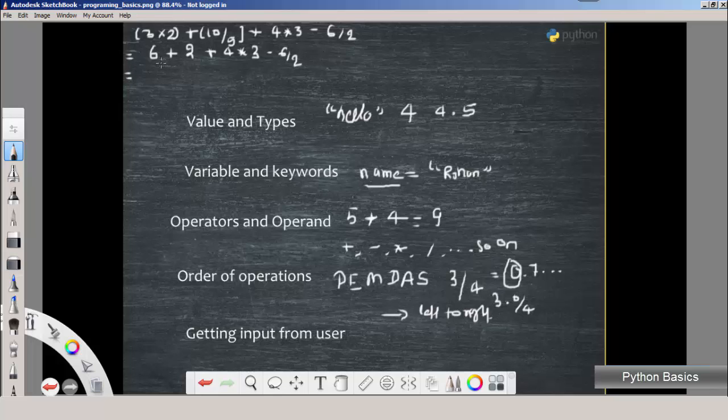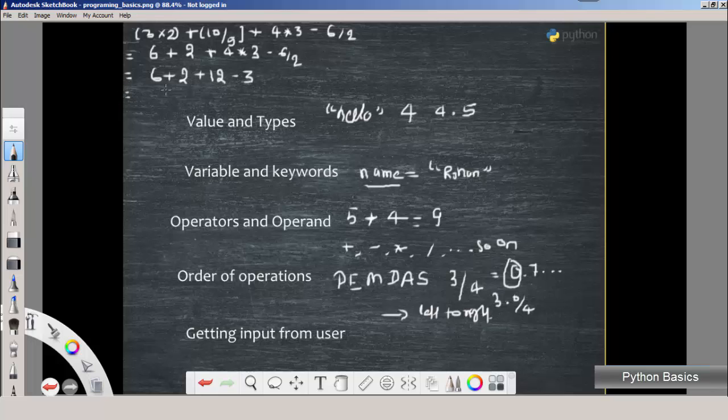These have less precedence, so I will write 6 plus 2 not calculated plus 4 multiplied by 3, because multiplication and division both have the same precedence. So 4 into 3 is 12, and we are moving from left to right. So 4 multiplied by 3 is 12, minus 6 divided by 2 is 3.